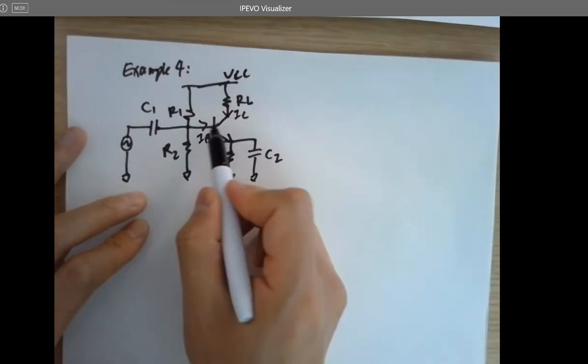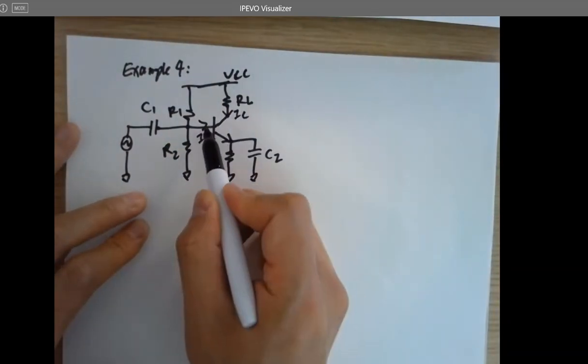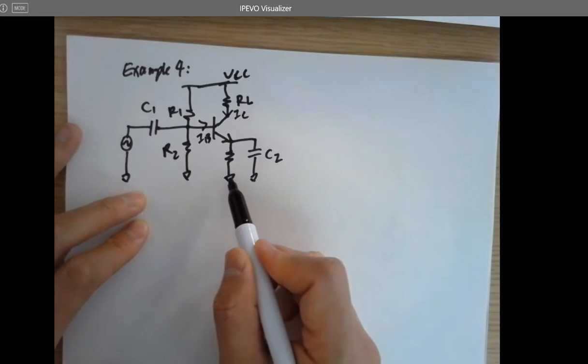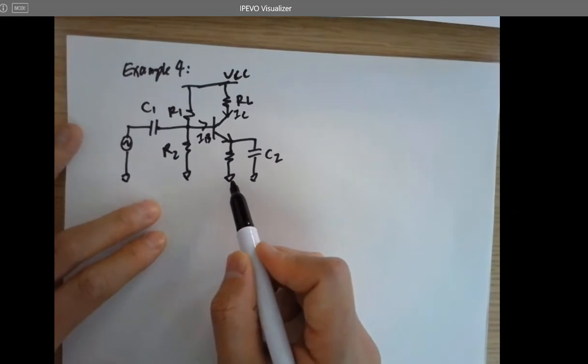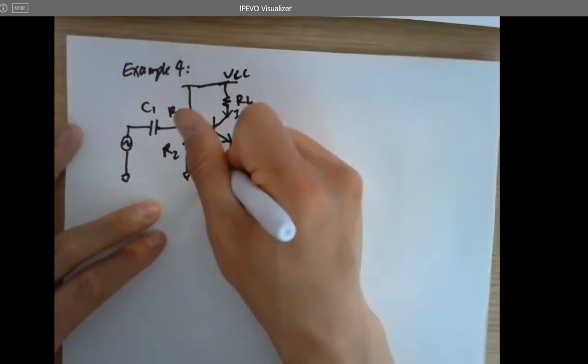And the VBE is from the base to the emitter. So VBE is not the voltage from the base to the ground. Keep in mind. And that's the emitter resistor.